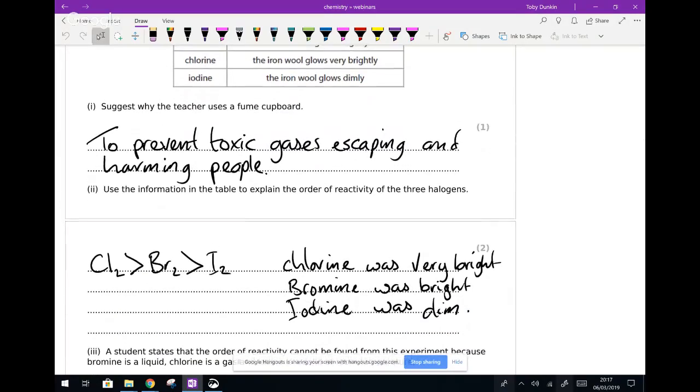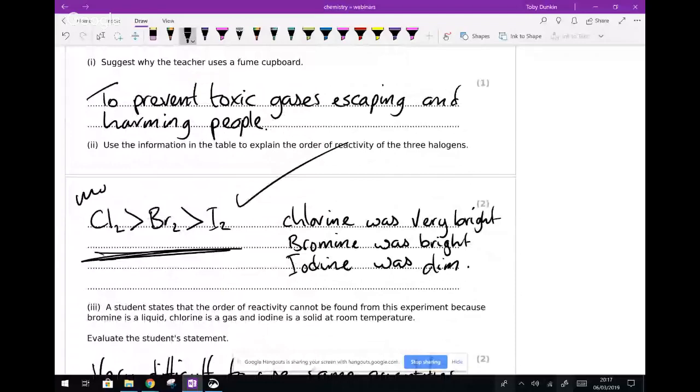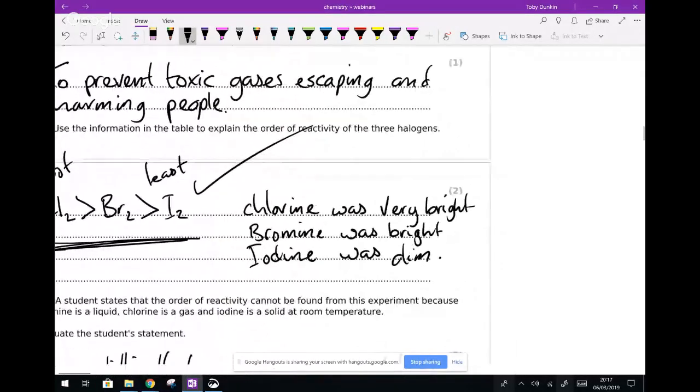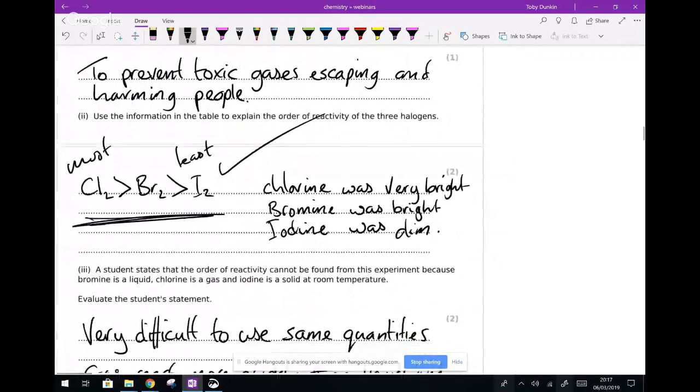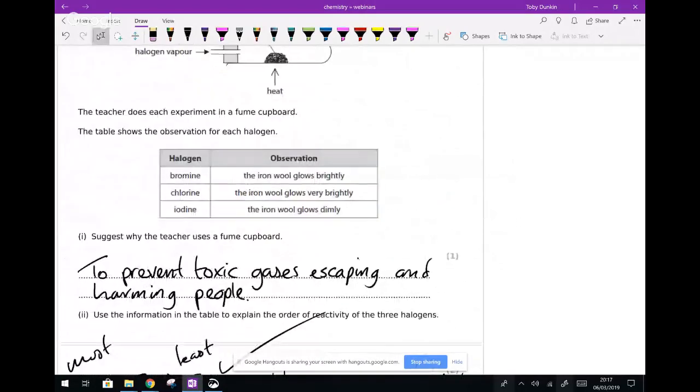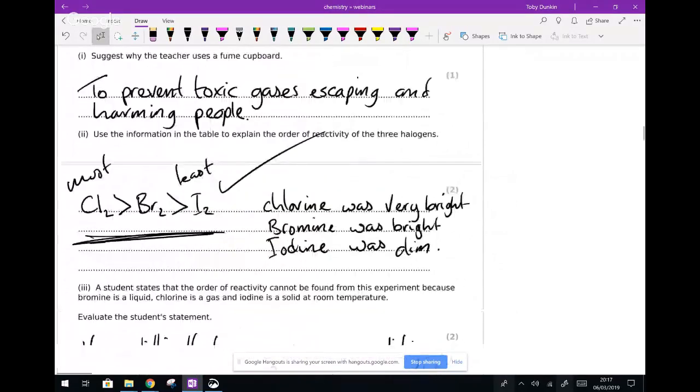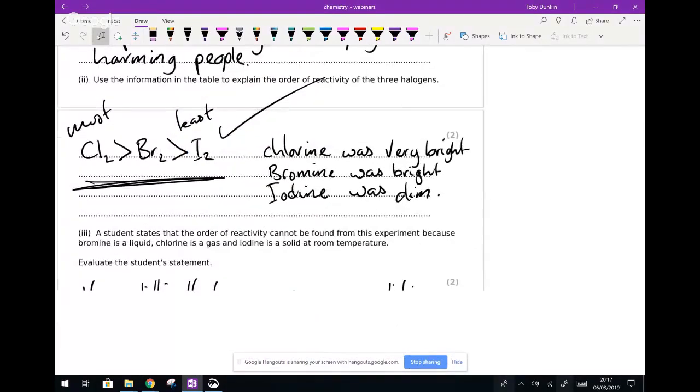Use the information to explain the order. 1 mark for giving the order: most reactive, least reactive. 1 mark, followed by chlorine is very bright, bromine is bright, and iodine was dim. I have literally just lifted it straight out of the table. It says use the data, so you've got to use it. Next.